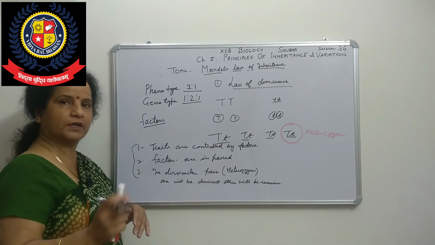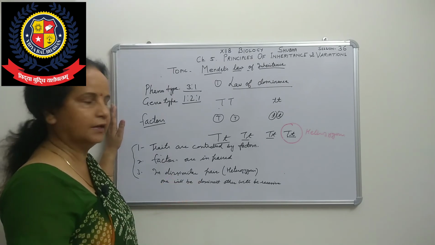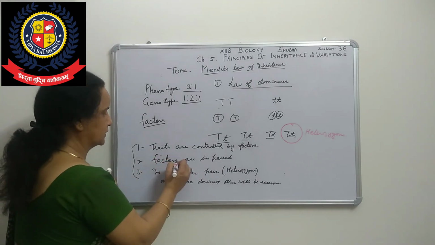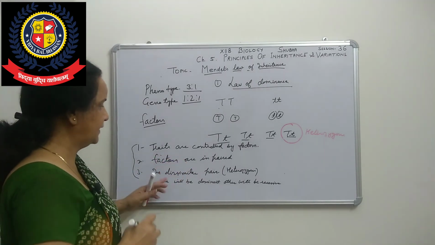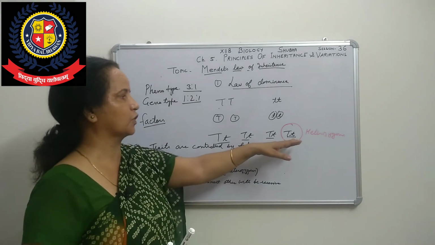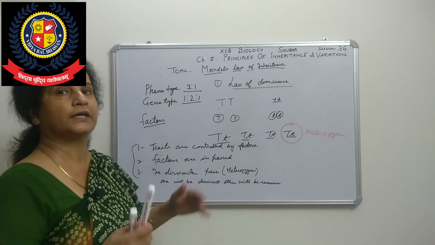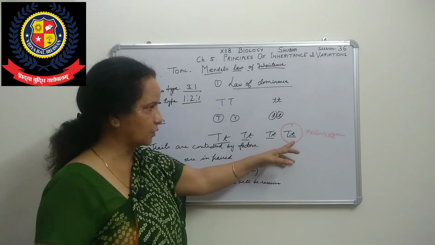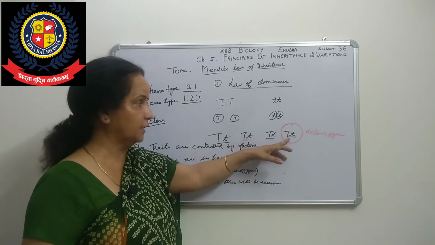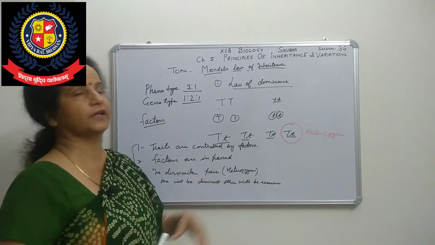So now, you know chromosomes are in pairs. In chromosomes, DNA is there, and in DNA the genes are there. So factors are in pairs. Now the third point that he had told: in a dissimilar pair, which you can say is heterozygous, one will be dominant over the other. In this heterozygous dissimilar pair, capital T is dominant and small t is recessive. So this is the first law, the law of dominance.